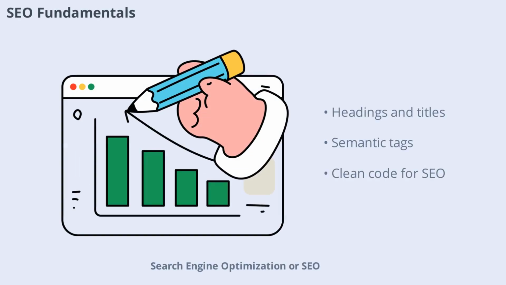Search engine optimization, or SEO, helps your website get found by search engines. Use proper headings, descriptive titles, and semantic tags to improve your site's visibility. Good HTML structure and clean CSS also contribute to better SEO.